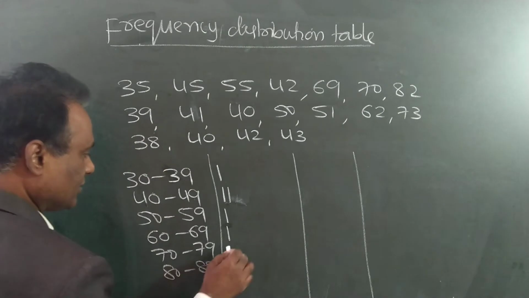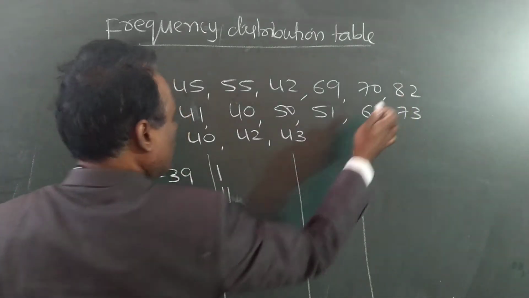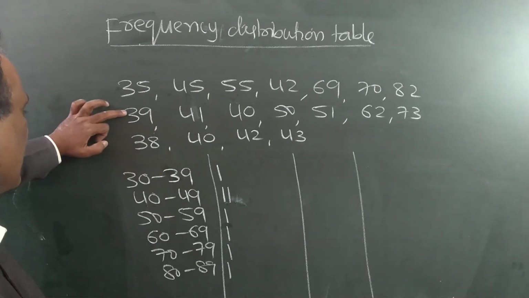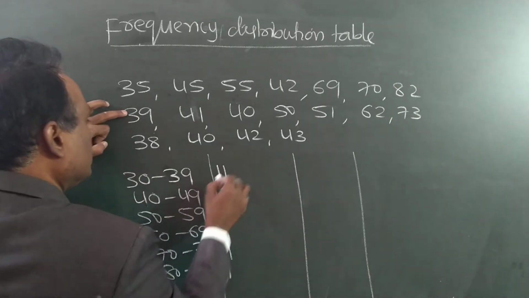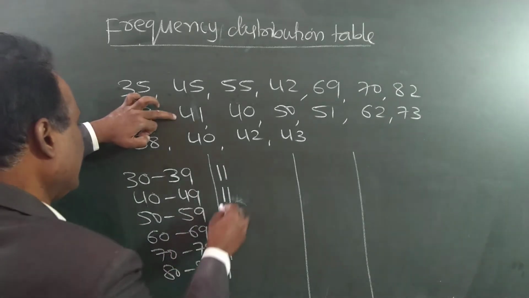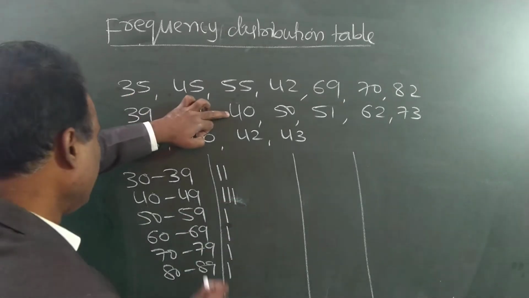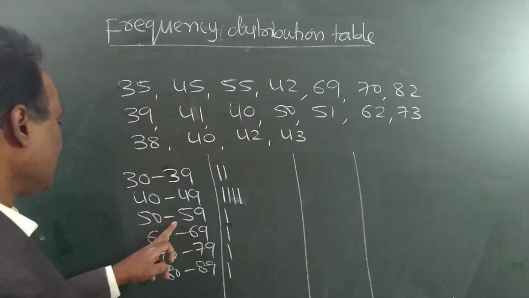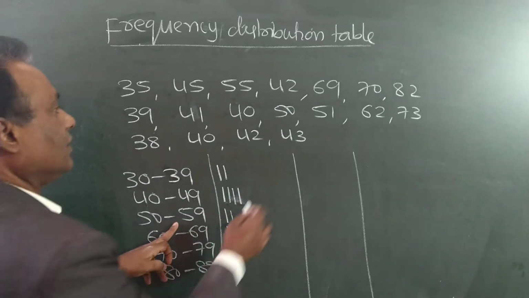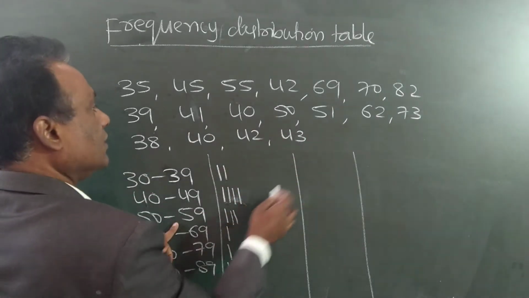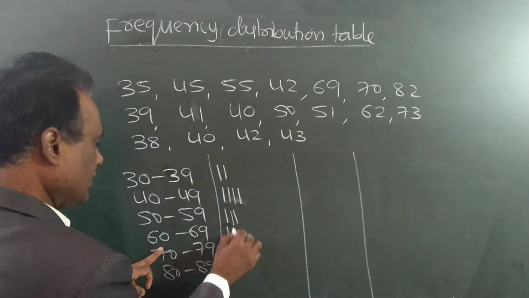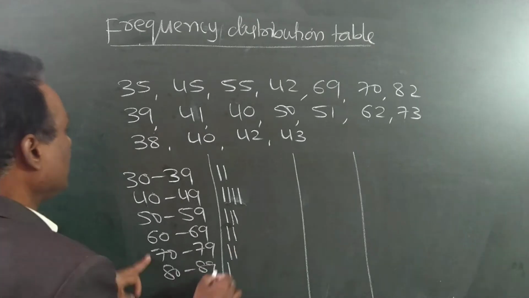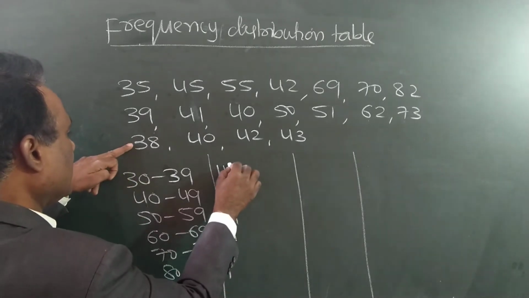70 will lie here. 82 will lie here. 39 is here. 41 is here. 40 is here. 50 is here. 51 is here only. 62 is here. 73 is here. 38 is here.